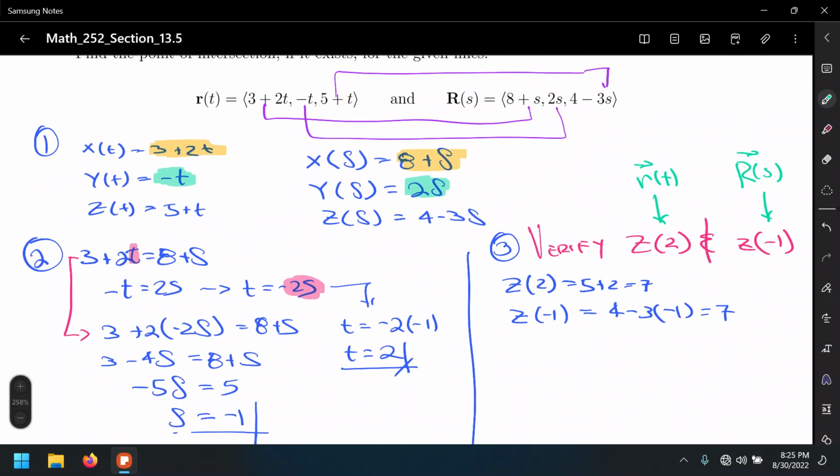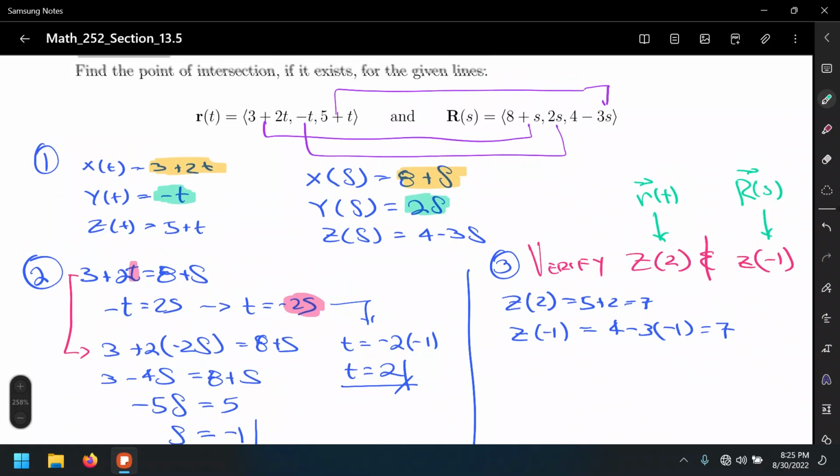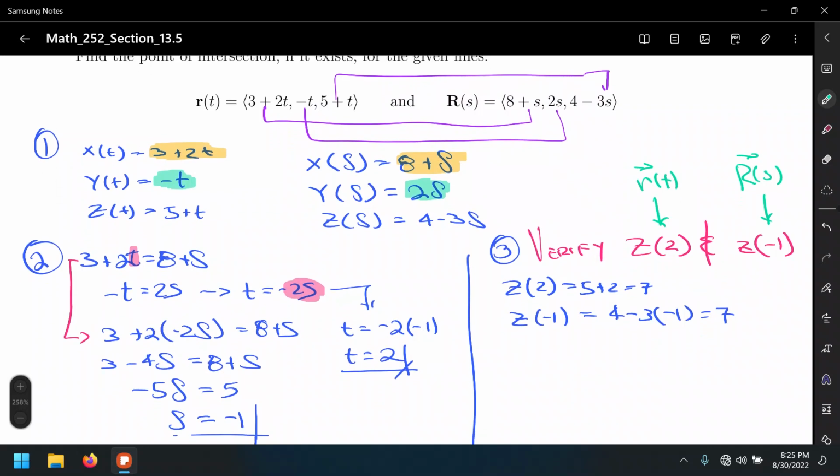All right, so now that we have that this is an intersection point, we need to find the intersection point, and there are two options. Number one, plug in t equals 2 on the three equations that depend on t, or plug in s equals negative 1 on the three equations that depend on s. Either way you do it, you should get the same point of intersection, because it was obtained by setting the two equations together.